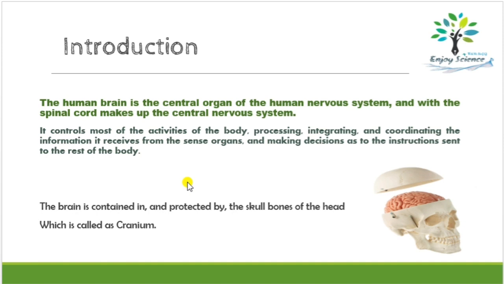The human brain is the central organ of the nervous system. Central means the main organ. Why? Because the brain controls almost all the functions of our body. Sometimes it is also called the director of the body, because it directs all the movements of the body, and with the spinal cord makes up the central nervous system. We have discussed before that the spinal cord and brain make up the central nervous system.